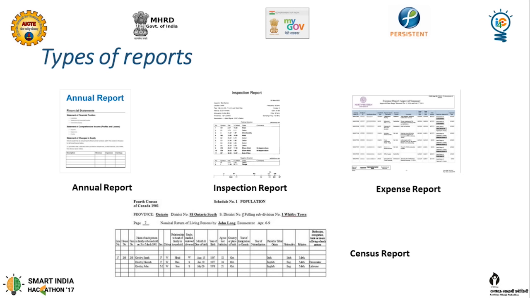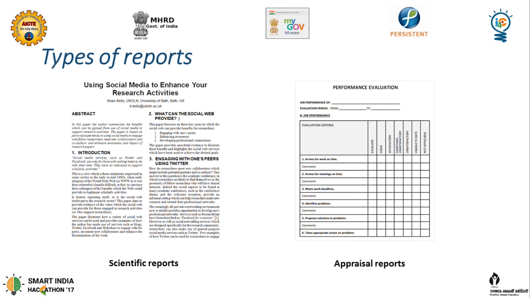So these are different types of reports. There are annual reports, for example the financial reports of a company. Then inspection reports, expense reports, those are normally required in an organization about the expenditure people have done. Then there are census reports. Just as the election has been over, for election to make some predictions and analysis, a census report is required.